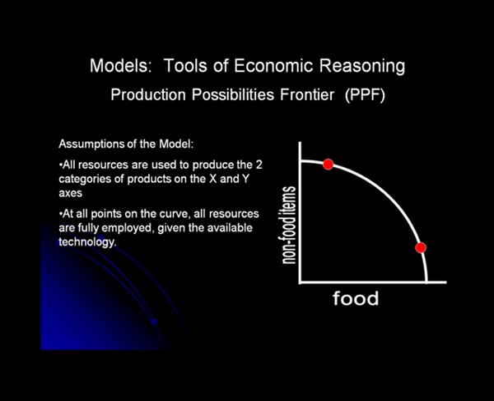But remember that the model assumes all resources are fully employed. Maximum efficiency, no waste. Now, suppose an economy has chosen to emphasize non-food production, but isn't using its resources to full capacity. How would that show up on our model?